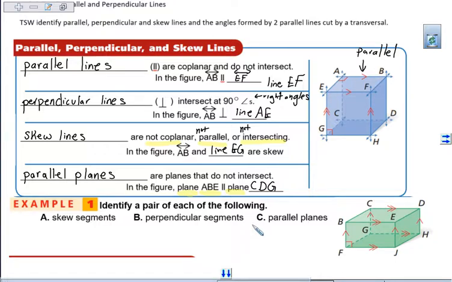Our next set of examples, we want to identify a pair of what's given to us in this next figure. First up, we're looking for skew segments. So we start with any segment. And remember that when we name a segment, you got to tell me that it's a segment. So I'm going to start with segment BC.